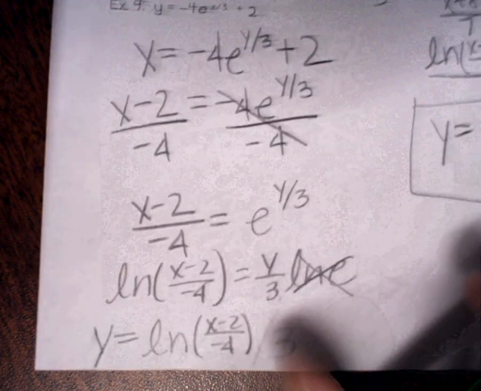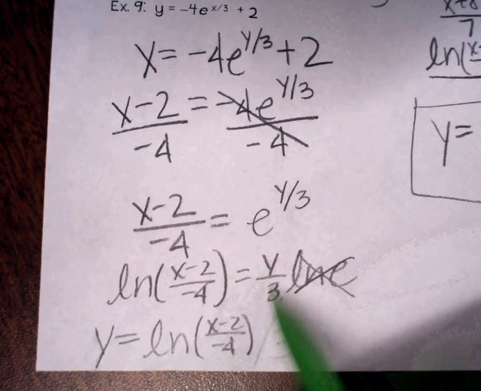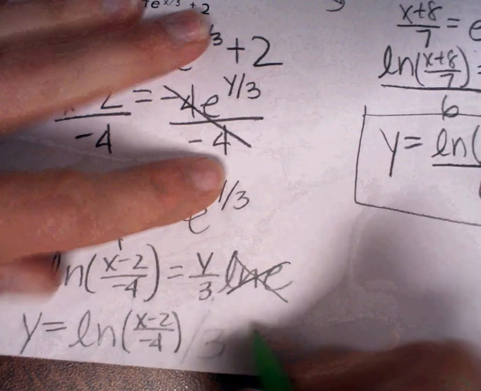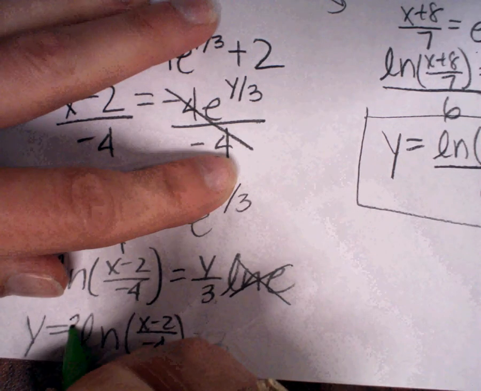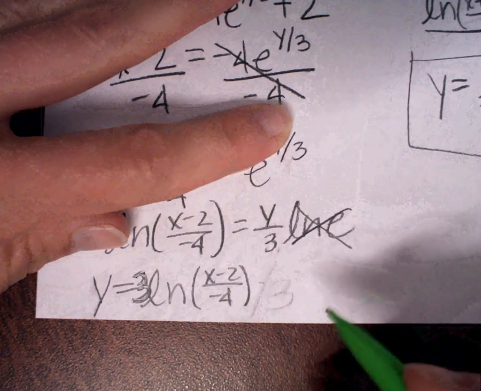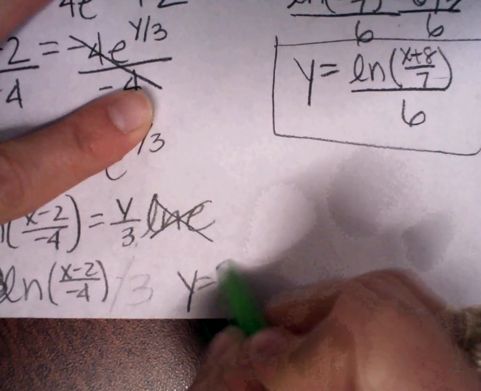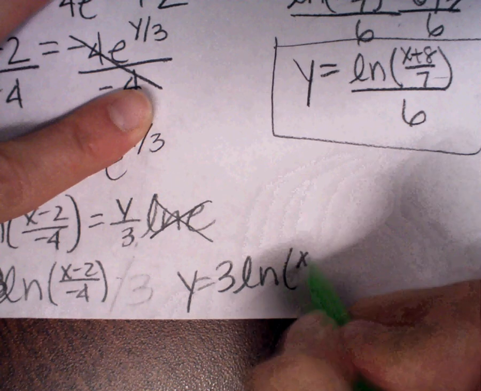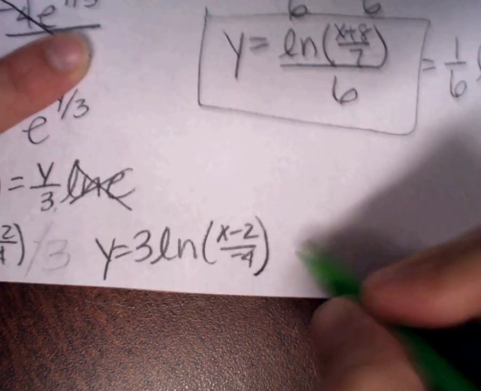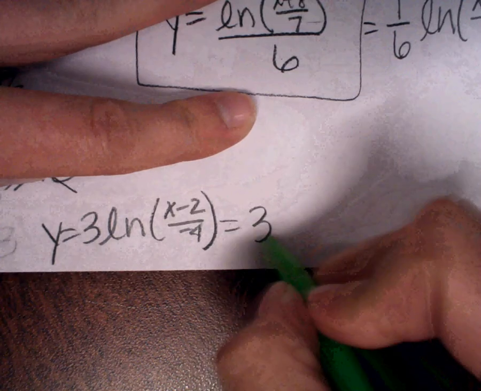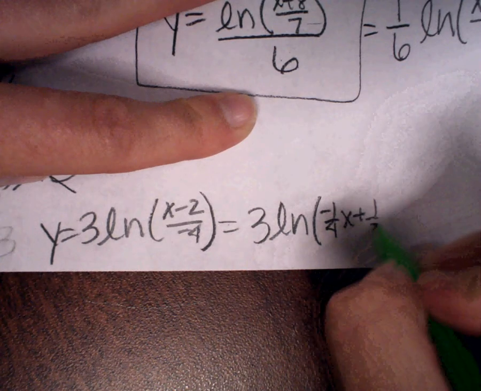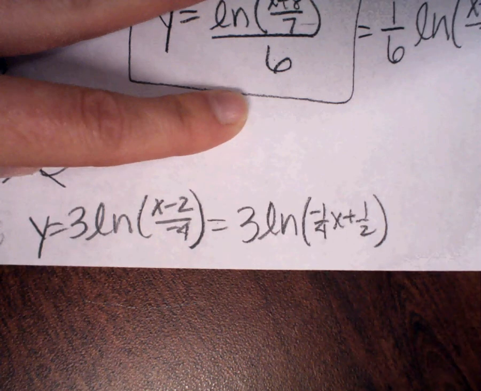Alright, so our last step, I did the wrong thing. So we need to multiply by 3. So what happens is when I multiply by 3, I can put it here. I guess I could put it behind, but that doesn't really look nice. So let me rewrite that. So y equals 3 ln x minus 2 over negative 4. And that's it. Now you can write this, and that would mean the same thing. I hope you know that means the same thing.